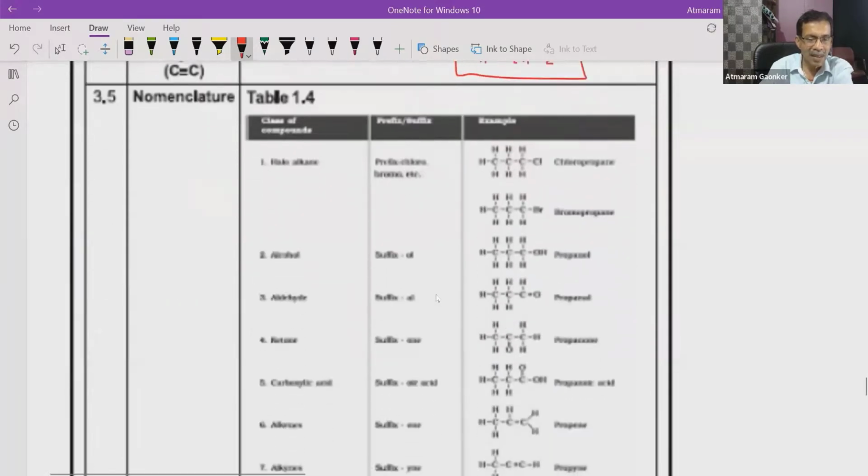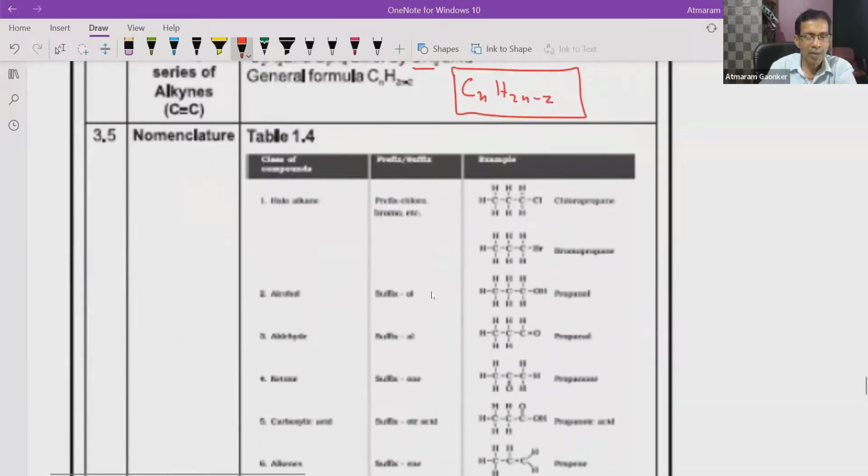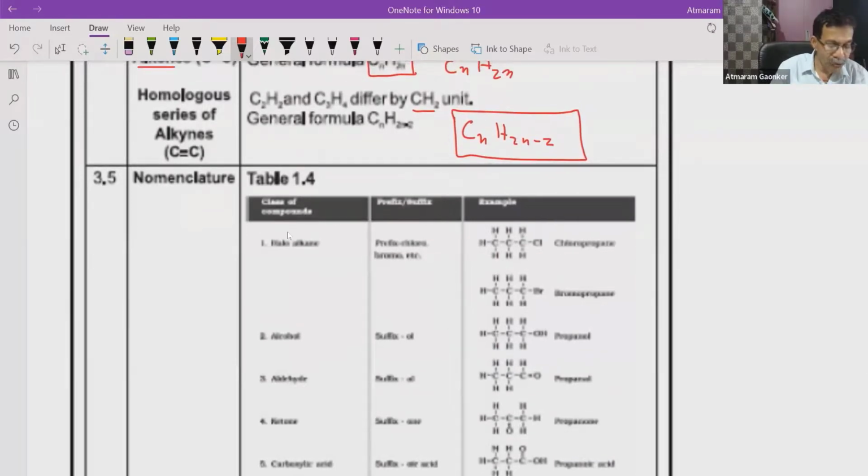And the last in this class, we will see about the nomenclature. Now the first is haloalkane. So prefix you can write as chloro, bromo, and anything. So here one hydrogen is replaced by one chlorine. So this is called chloropropane. There are 3 carbons, so it is propane, chloropropane.